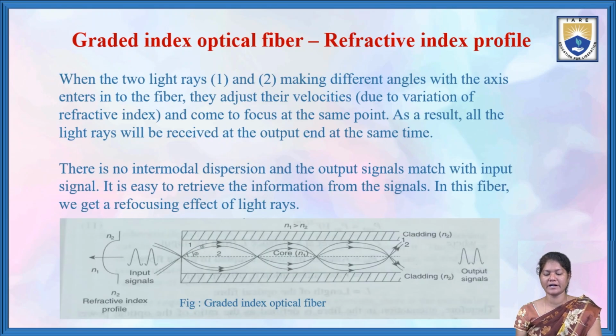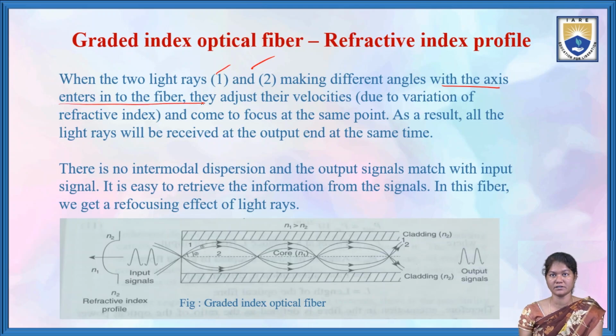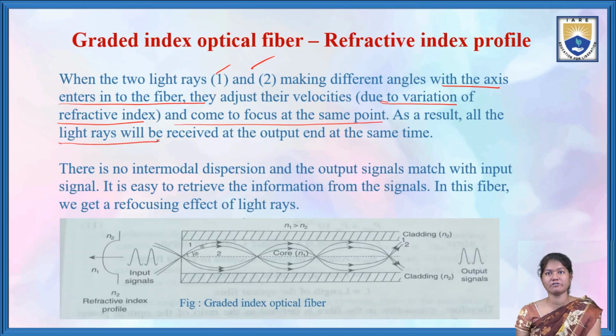So in this graded index optical fiber, let's suppose two light rays 1 and 2, making different angles with the axis, enter the fiber. They adjust their velocities due to the variation of refractive index, and come to focus at the same point. Because of that, all the light rays will be received at the output end at the same time.